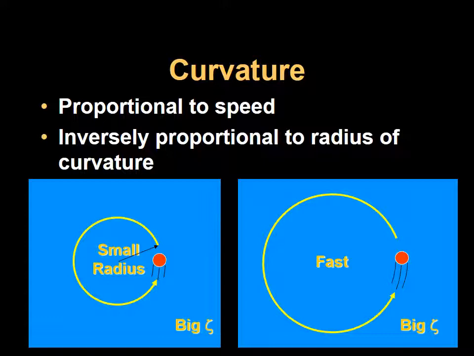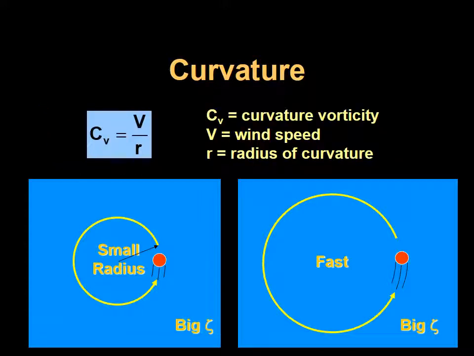Let's put this together mathematically and summarize. It's proportional to speed, faster speed, greater vorticity, and it's inversely proportional to the radius of curvature. A tight spin means greater angular vorticity. Here's our equation for curvature vorticity: C sub V equals the velocity divided by the radius. C sub V, our curvature vorticity, is directly proportional to the wind speed and inversely proportional to the radius of curvature.